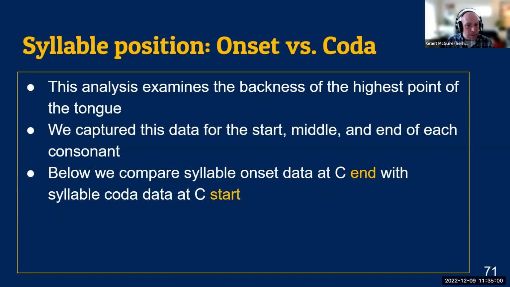Okay. So this is going back to the other analysis that Jaye mentioned, which was that we can measure the backness at the highest point of the tongue. And this seems to be a pretty good measure for this type of contrast. We have this data for the start, middle, and end of each consonant. We're mostly going to look at start versus end. And we can compare the syllable onset data with the syllable coda at the start of the consonant, so basically the VC transition where we expect most of the action to be happening.